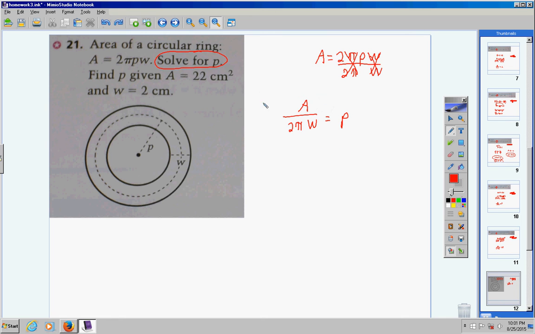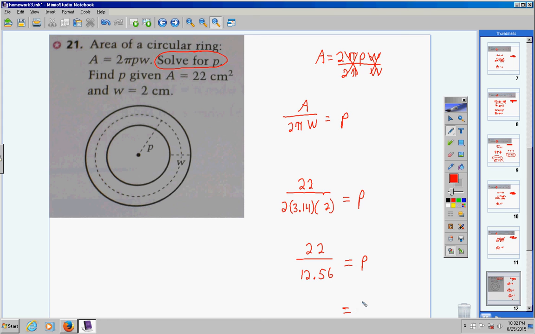Now, take this formula. Now they want us to put these numbers in and solve for P. So they're telling you capital A is 22. See it? Capital A is 22. So where A is, I'm going to put 22. W is 2. Here's my W. So I have 2 times, we're going to put 3.14 for pi, times W, which is 2. This is a huge calculator problem, guys. Break out your calculators. 22 over 12.56, because 2 times 3.14 is 6.28, and 6.28 times 2 is 12.56.